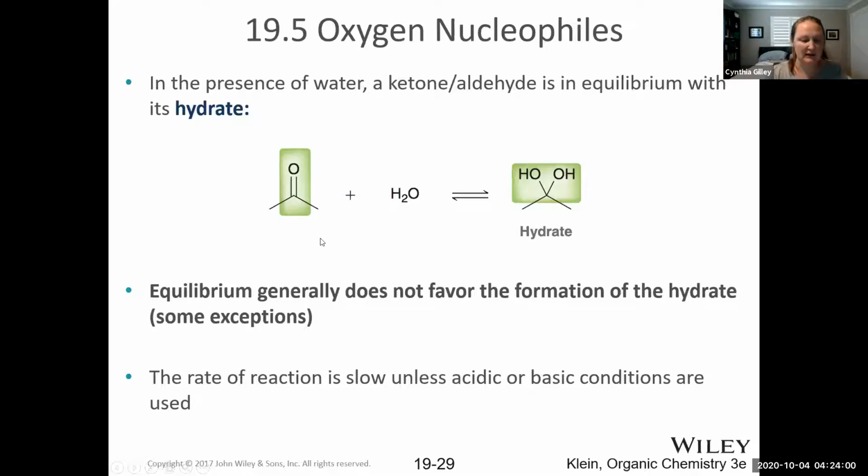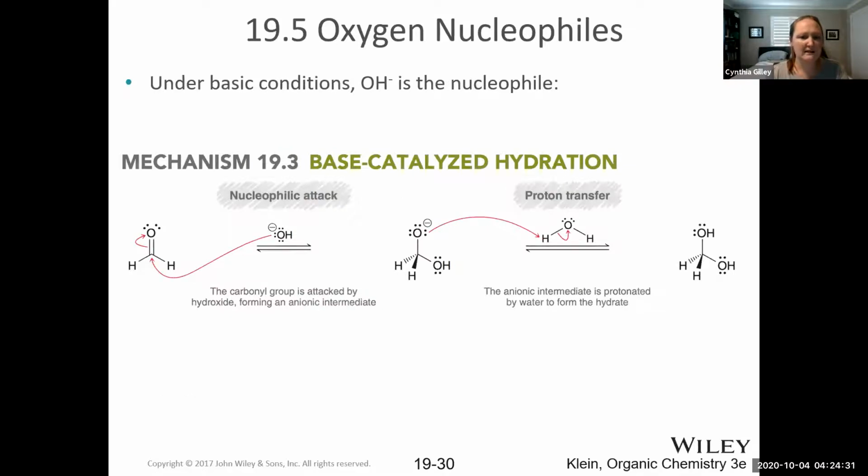Okay, so the ketone or aldehyde usually is favored by equilibrium with some exceptions. And the exceptions basically involve unstable ketones or aldehydes. So if you're using a particularly unstable ketone or aldehyde, then the equilibrium might favor the hydrate, but typically it does not. And the reaction is catalyzed by either acidic or basic conditions that will significantly enhance the rate of hydrate formation. Let's look at the mechanism under both basic and acidic conditions.